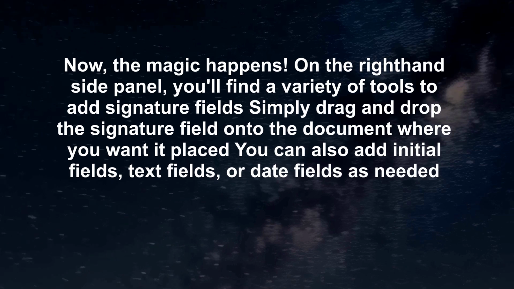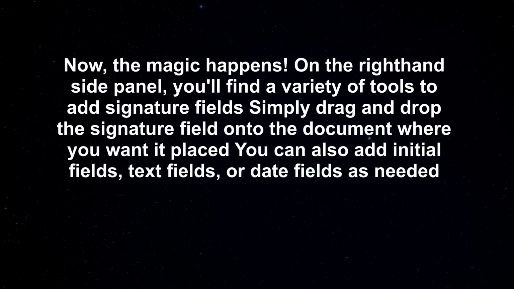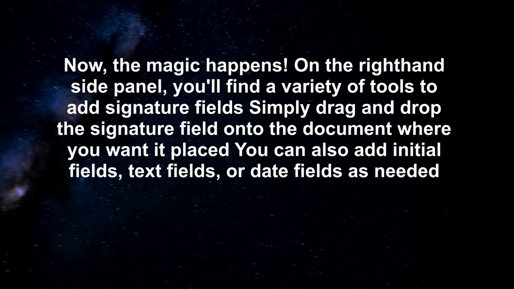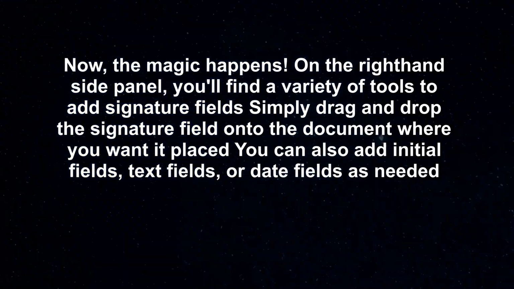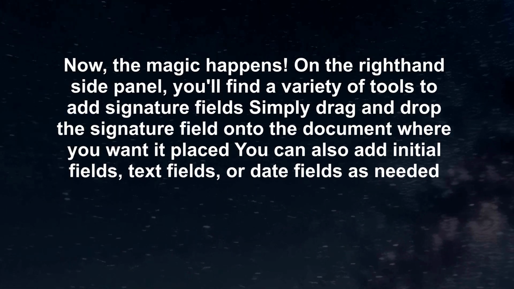Now the magic happens. On the right-hand side panel, you'll find a variety of tools to add signature fields. Simply drag and drop the signature field onto the document where you want it placed. You can also add initial fields, text fields, or date fields as needed.